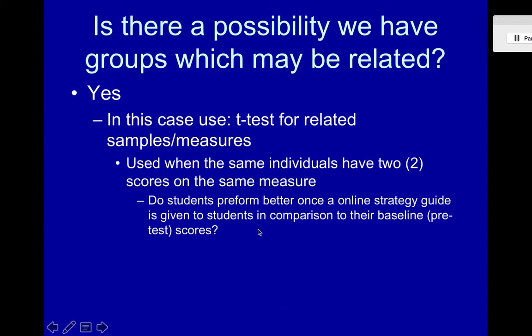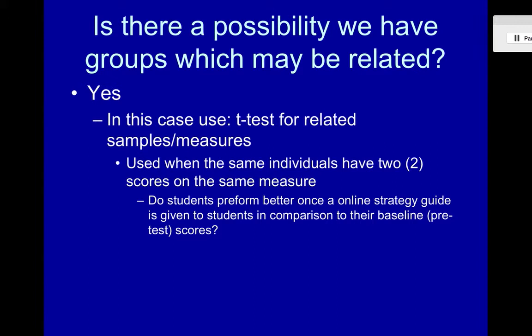So now we want to compare the performance from the pre-test assessment, those 2 out of 10, right? That average that individuals got, 2 out of 10 or 20% as an average for pre-test. Now we want to look at their post-test scores. So after they've used that online strategy guide, do their scores change, or do their scores remain the same, or do their scores increase or decrease?